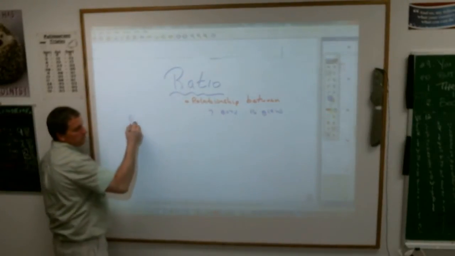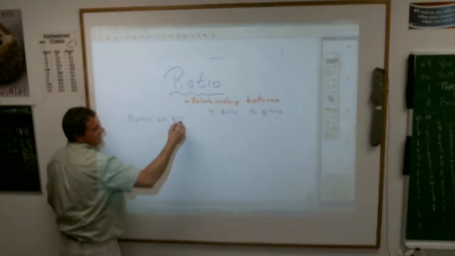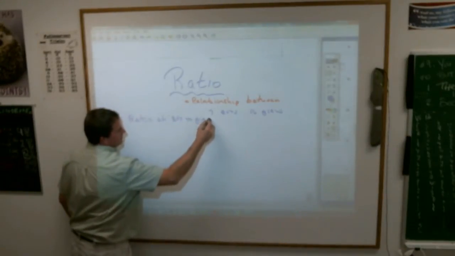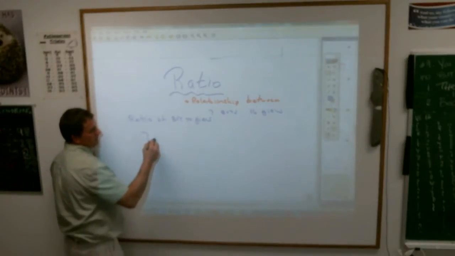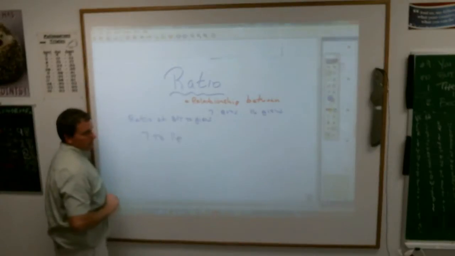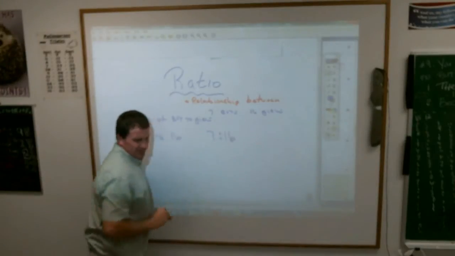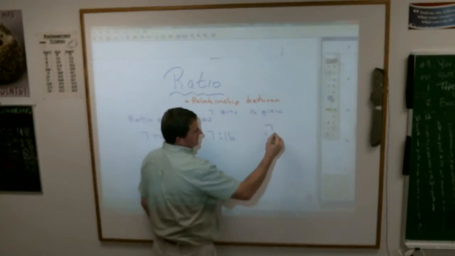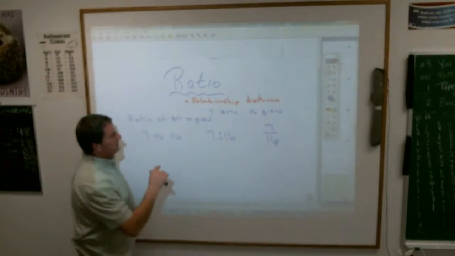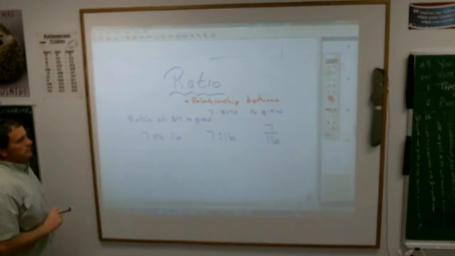Okay, here it is. The ratio, the relationship, of boys to girls. If I ask you that question, you could give it to me three different ways. One of them we accept more than the others, but one of them looks like this: 7 to 16, or you could write it like this, 7, and you just put a colon there, to 16. Or it is the fraction 7 sixteenths. These are all called ratios, okay? I'll let you write that down.